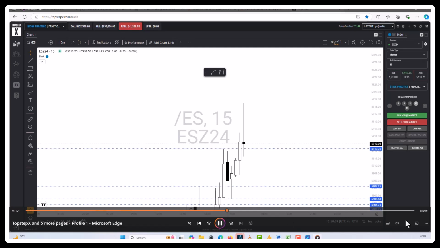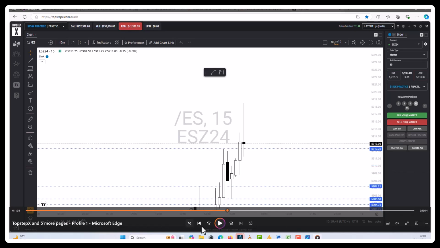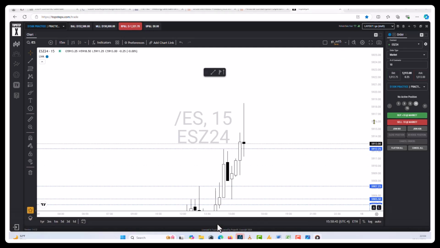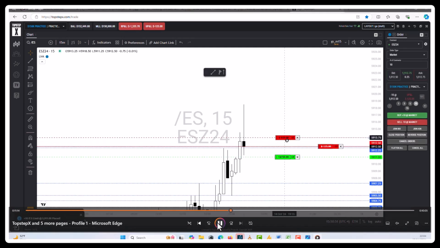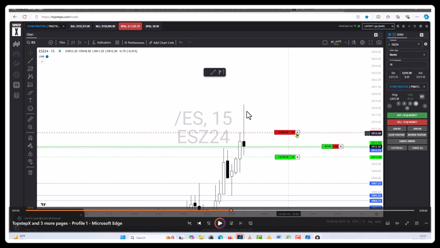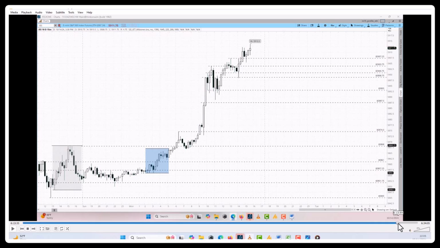So let's increase the speed a little bit. Yes, as soon as we saw that it got rejection right there, you're gonna see that in the tab right there. At the end, you're gonna see, right?